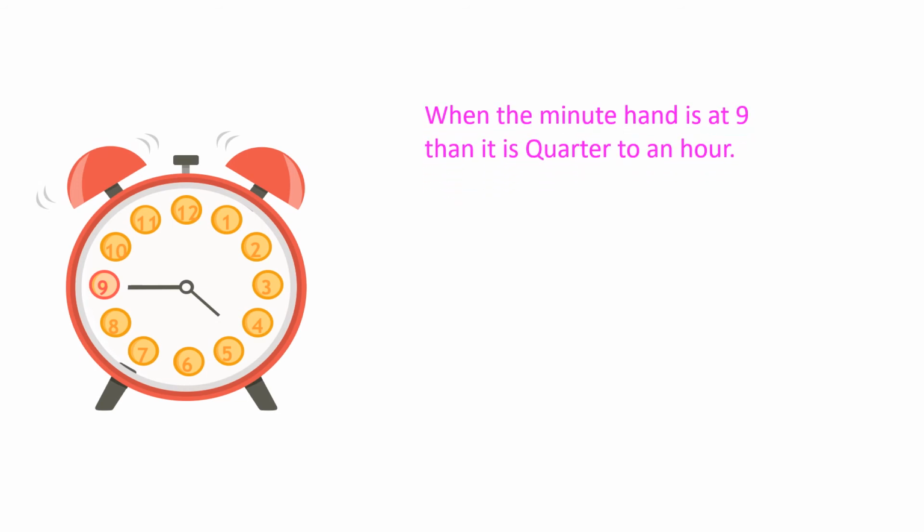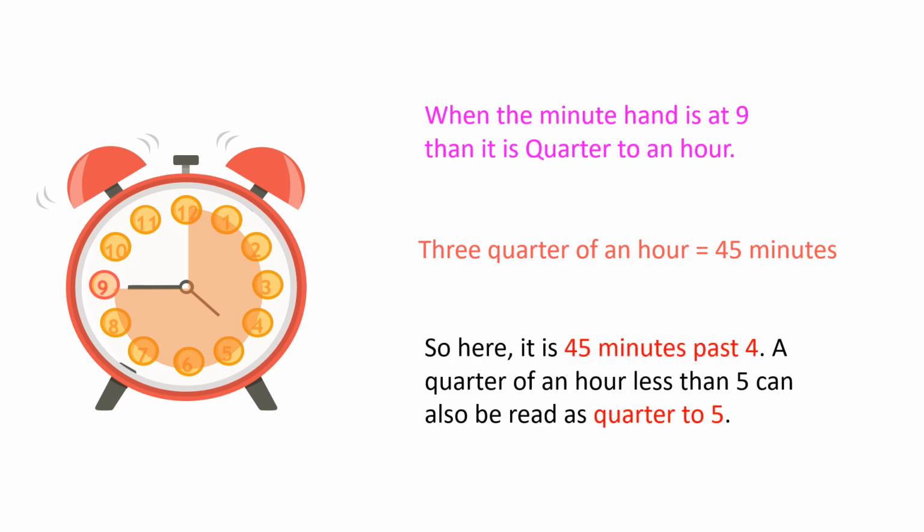Now observe this clock. Here the minute hand is on 9 and the hour hand is between 4 and 5. When the minute hand is at 9, then it is three quarters of an hour. 3/4 of an hour is equal to 45 minutes. So here it is 45 minutes past 4. A quarter of an hour less than 5 can also be read as quarter to 5.